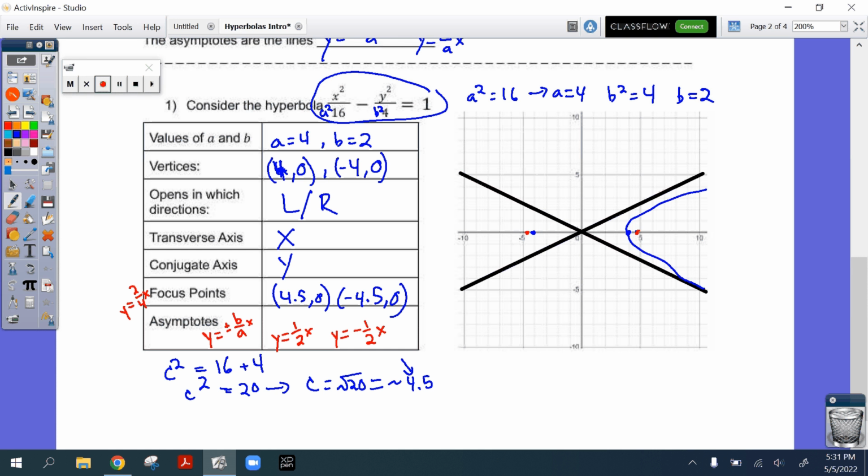Whoops, I am bad at drawing. There we go. Something like that. Hope this was helpful.